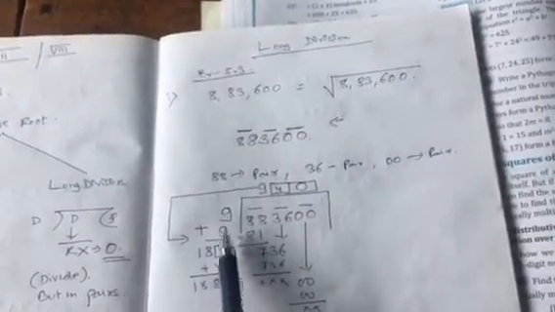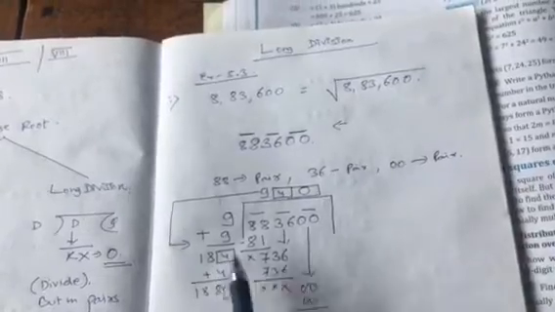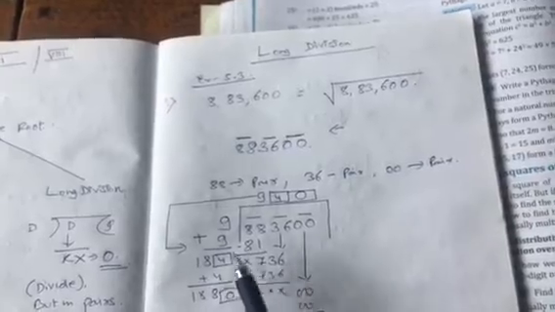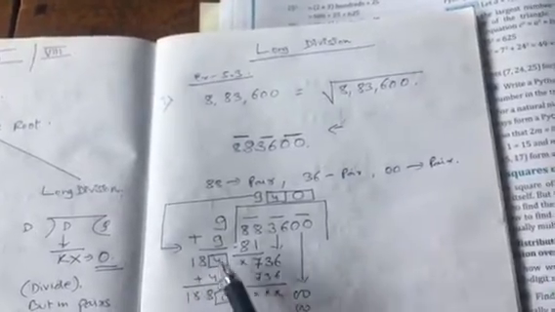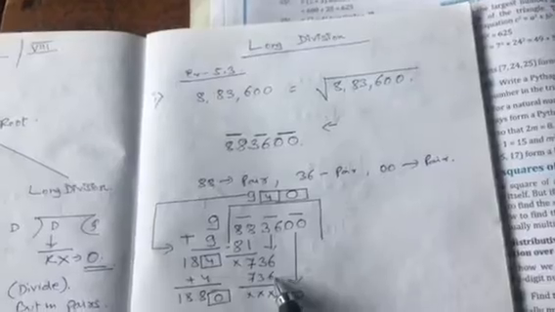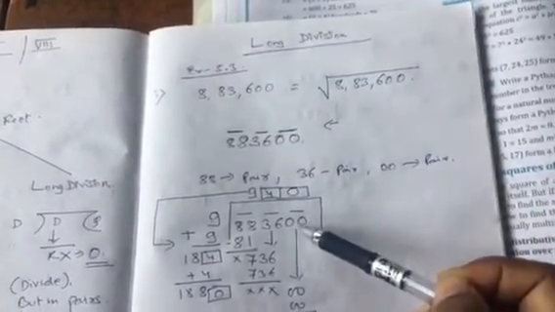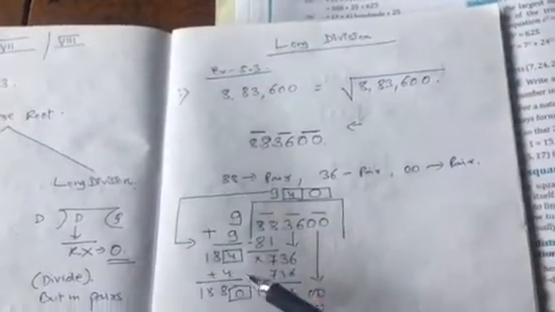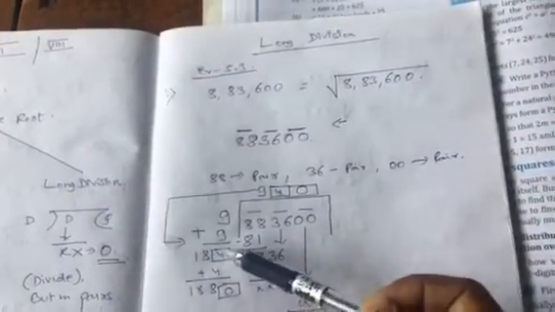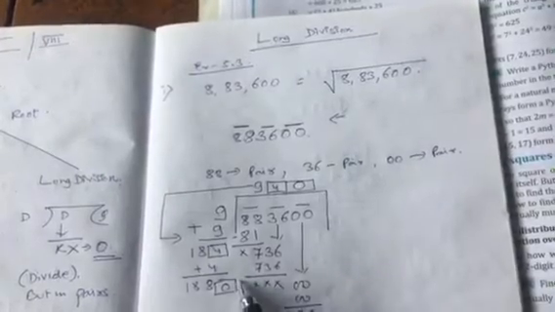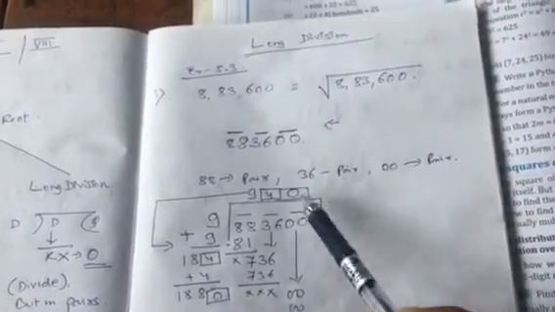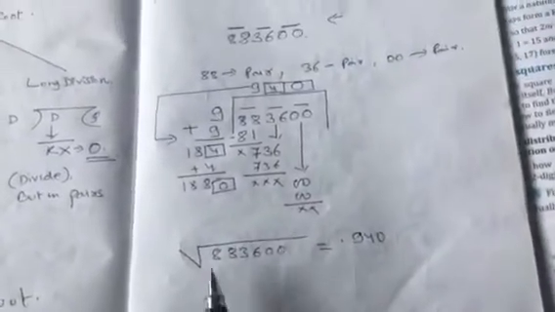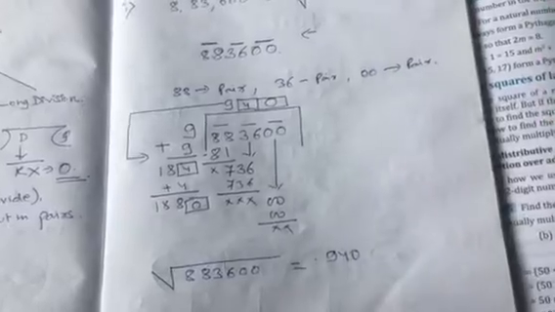So 9 plus 9 becomes 18. Now I have put two boxes here. So same thing, if I put the same number 4 here, 184 into 4 is 736. So everything gets cancelled, and this 0 comes down. Again, this 4 also comes back and gets added here. So 184 plus 4 becomes 188, and again I open a box here. So 0 and 0, 1880 into 0 is 0. Ultimately the square root of 883600 is 940.